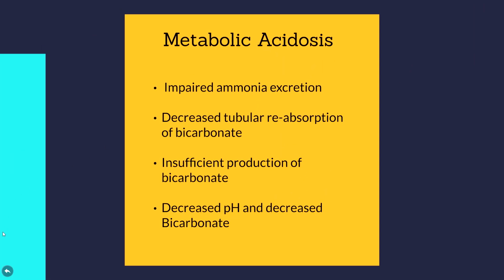When looking at an ABG for a patient that has impaired kidney function, you are going to see metabolic acidosis, meaning there's going to be a decreased pH and a decreased bicarbonate. And this is due to the impaired ammonia excretion, the decreased tubular reabsorption of bicarbonate, so that lessens how much they actually have, and an insufficient production of bicarbonate, also even further lessening how much bicarbonate they have. And that's what gives you the metabolic acidosis in someone with kidney dysfunction. And our mini game is going to go even further in depth about how to read and interpret these ABGs.